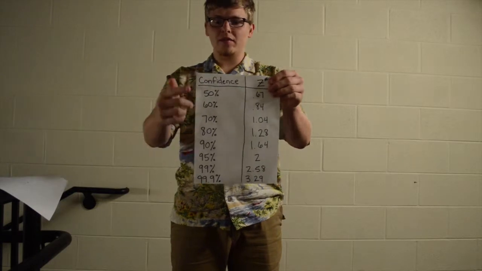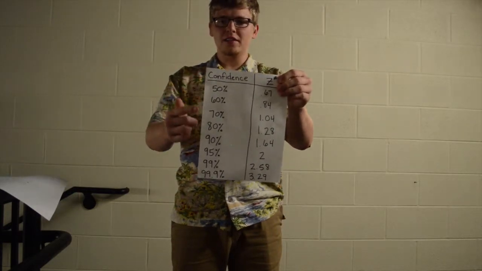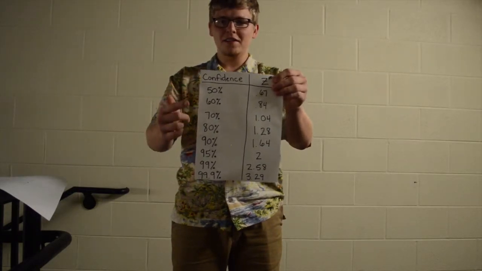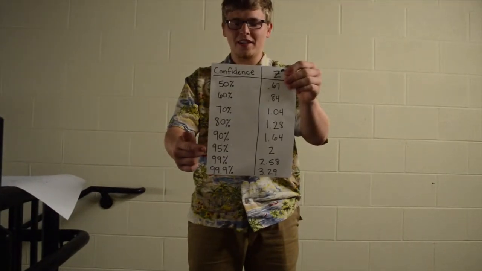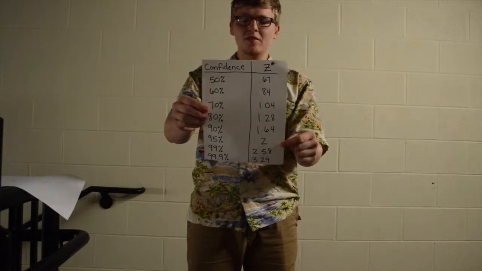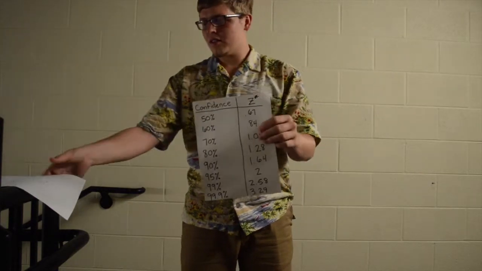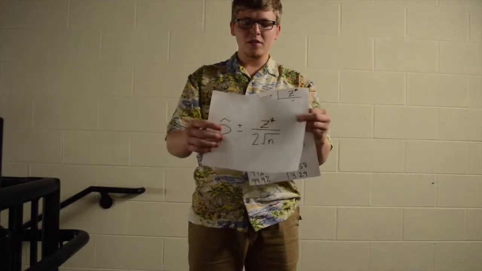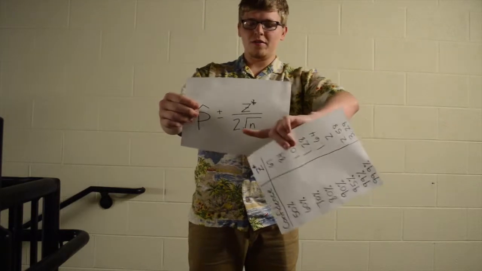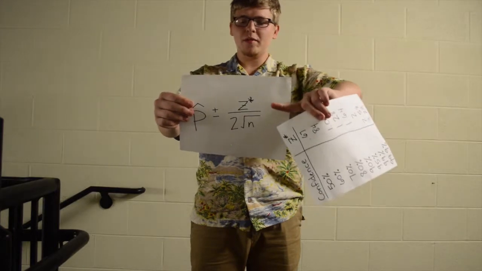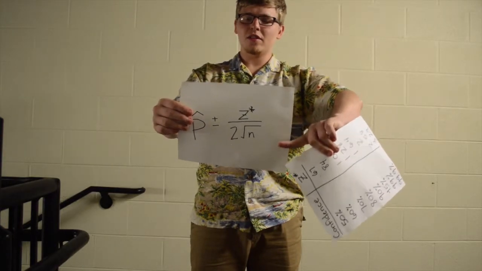A really easy one of these, can you guess which one it is? Anyone? 95%, because the z star is 2. The 2 over 2 will cancel out and simply make 1 over the square root of n.